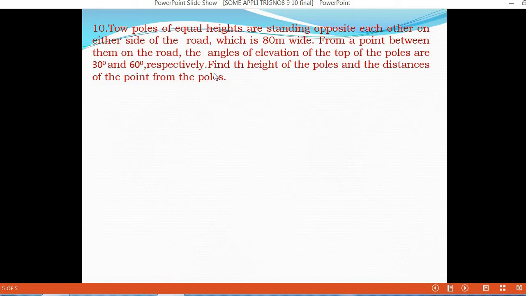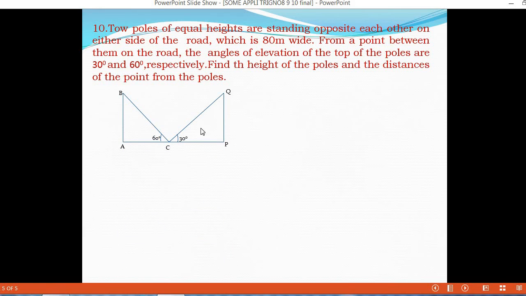Let us move to the next problem. Two poles of equal heights are standing opposite to each other on either side of the road, which is 80 meter wide. From a point between them on the road, the angles of elevation of the tops of the poles are 30 degree and 60 degree respectively. Find the height of the poles and the distance of the point from the poles.